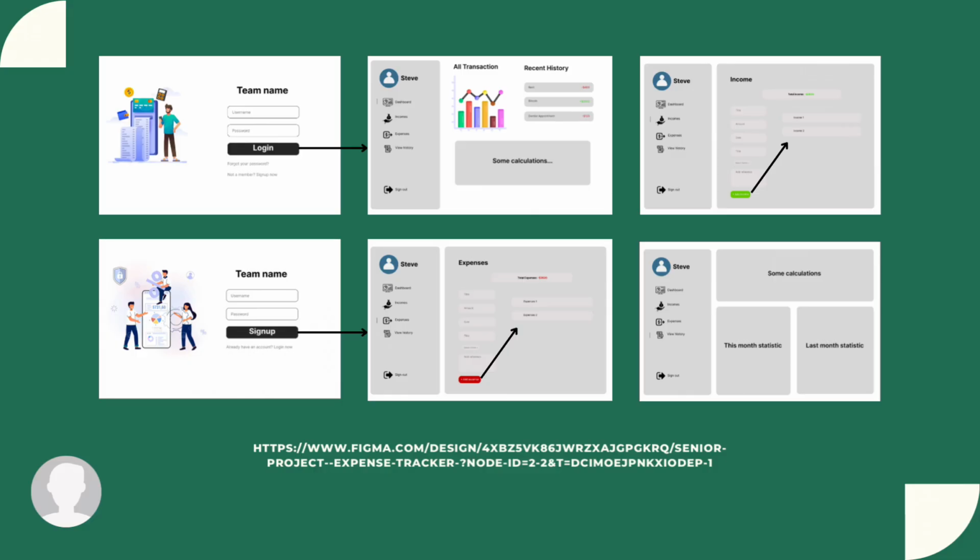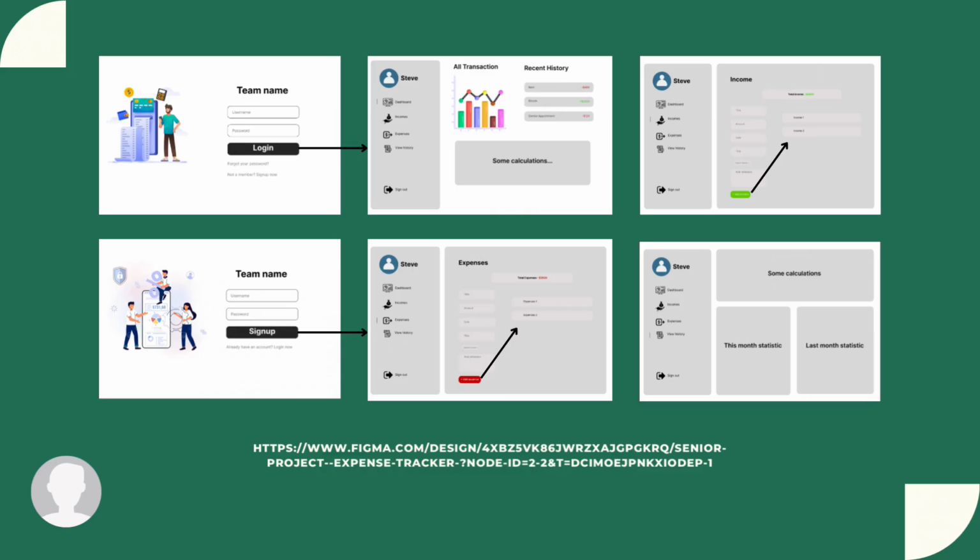Now let's talk about the UI flow from our Figma. On the left, you will see the login and sign up pages. The user can quickly create an account or log in with minimal steps. Once logged in, users are taken to their dashboard, which shows a clear overview of their finances. This includes recent transactions, income and expenses, and some quick calculations.